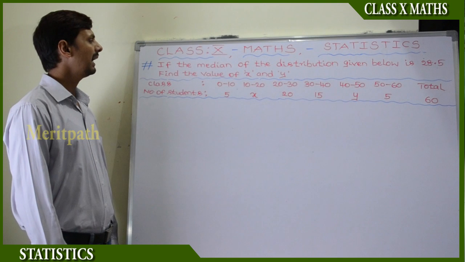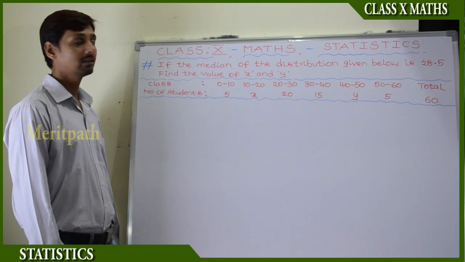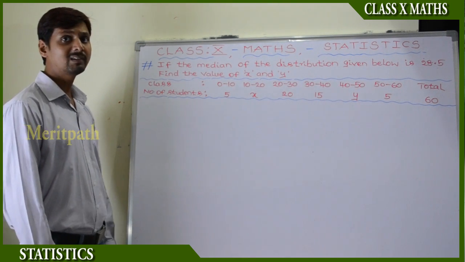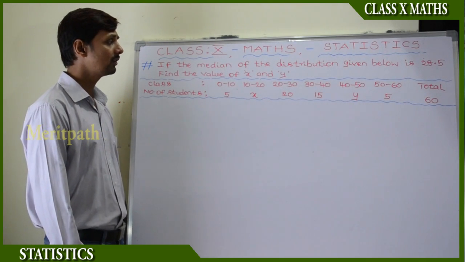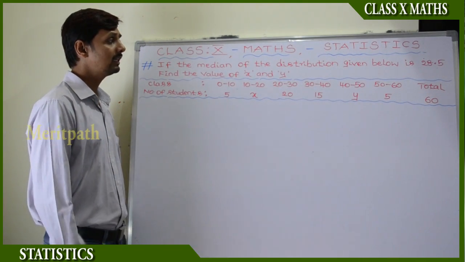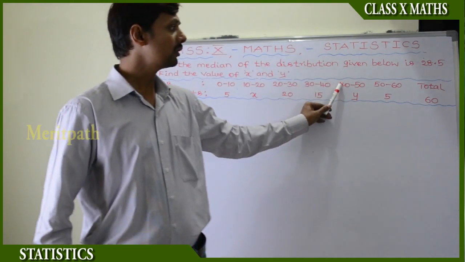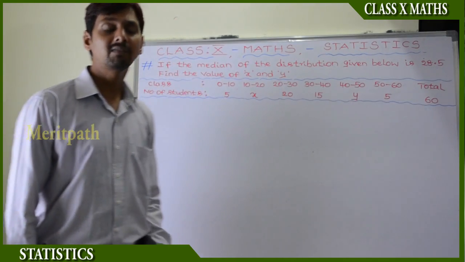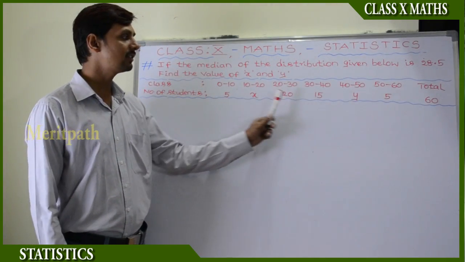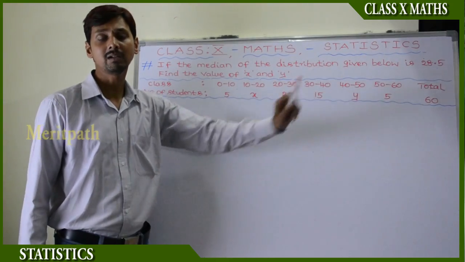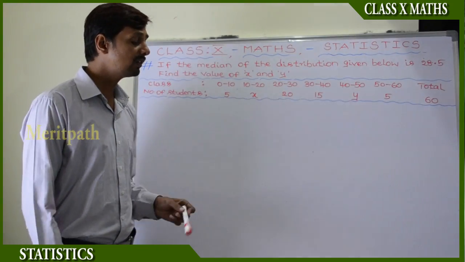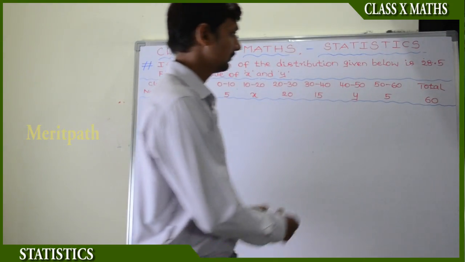The median is 28.5. Find the value of x and y. Here the class intervals are given: 0 to 10, 10 to 20, 20 to 30, 30 to 40, 40 to 50, and 50 to 60, and the frequencies are given as 5, x, 20, 15, y, and 5. The sum of the frequencies is 60.